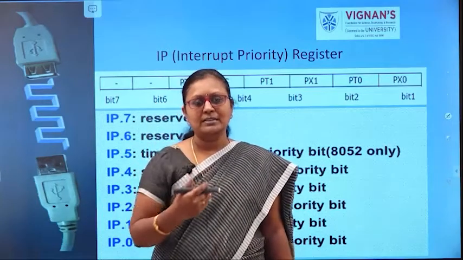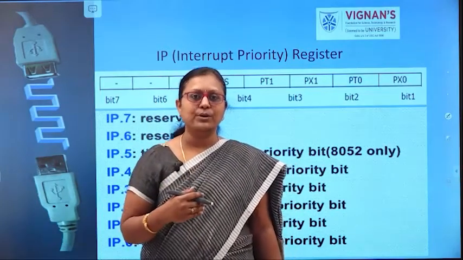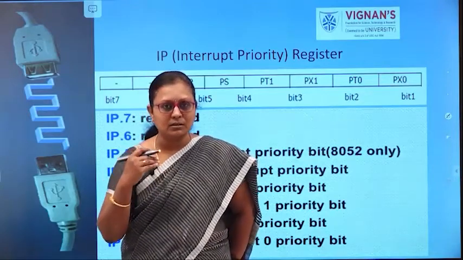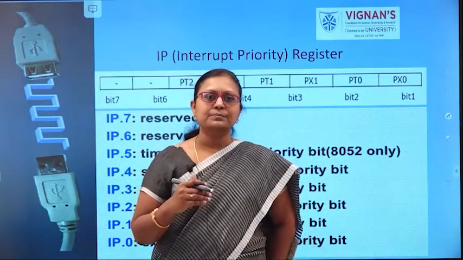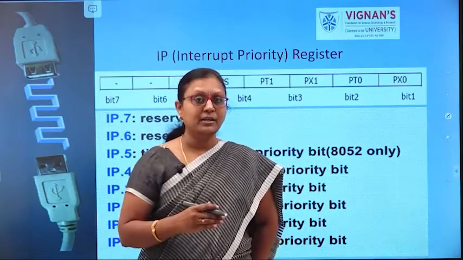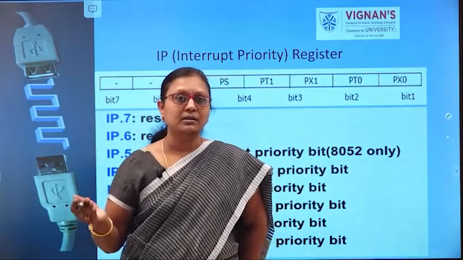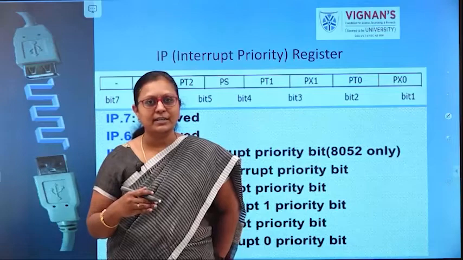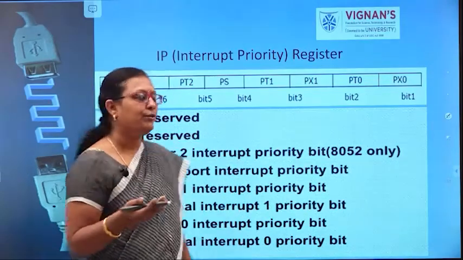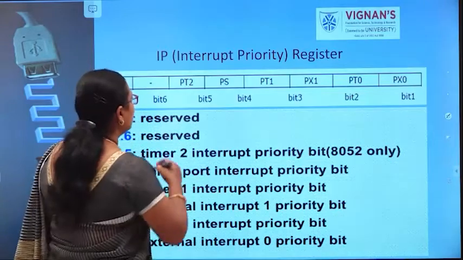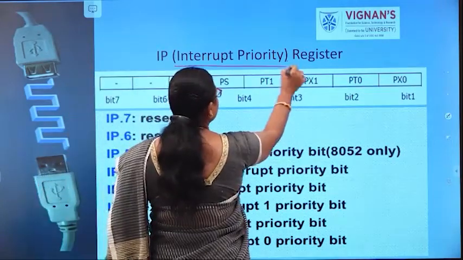While you are executing this main program, how can you choose which program has to be executed first after temporary suspension of the main program? That has to be prioritized. As per the priority which we are giving to that program, that will be executed first, right? So that is nothing but the interrupt priority register.